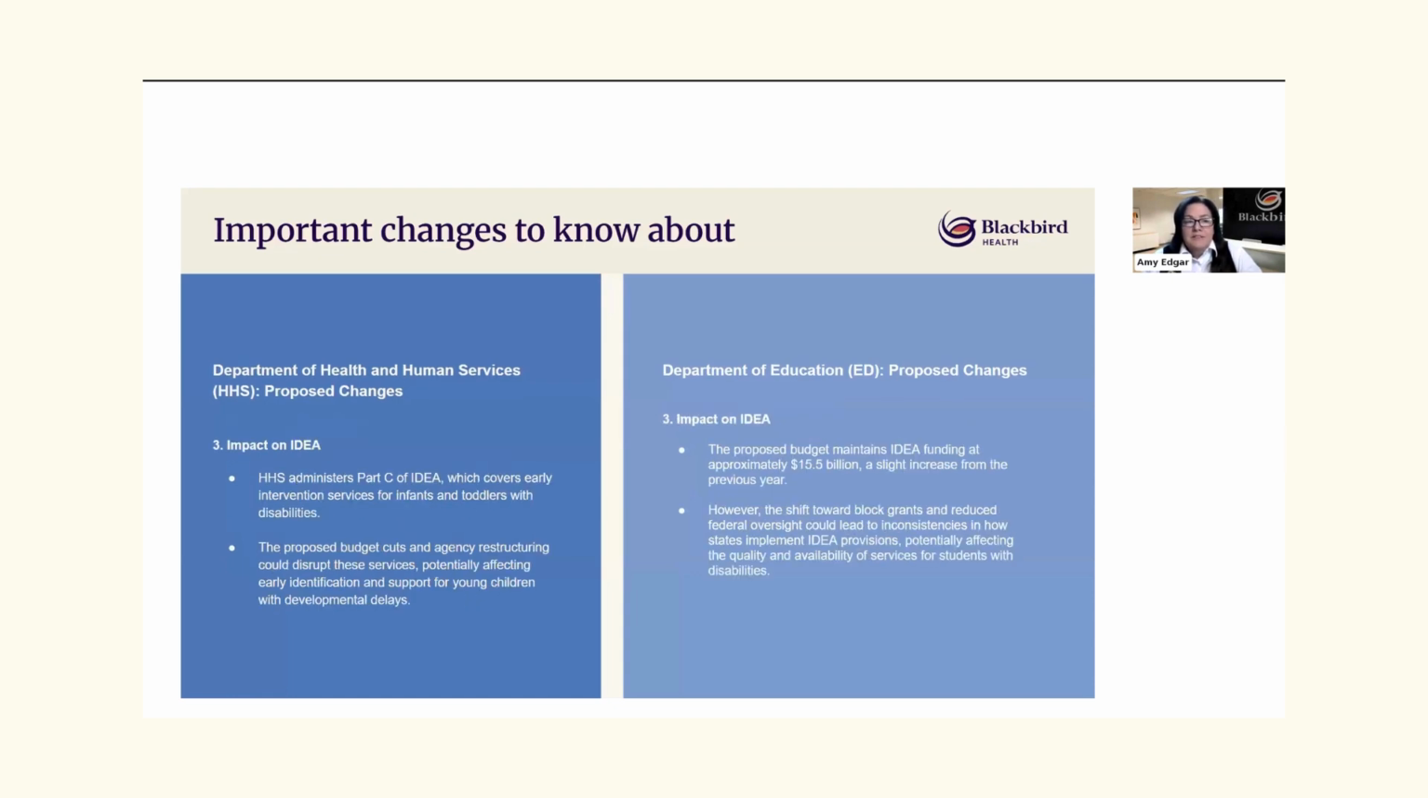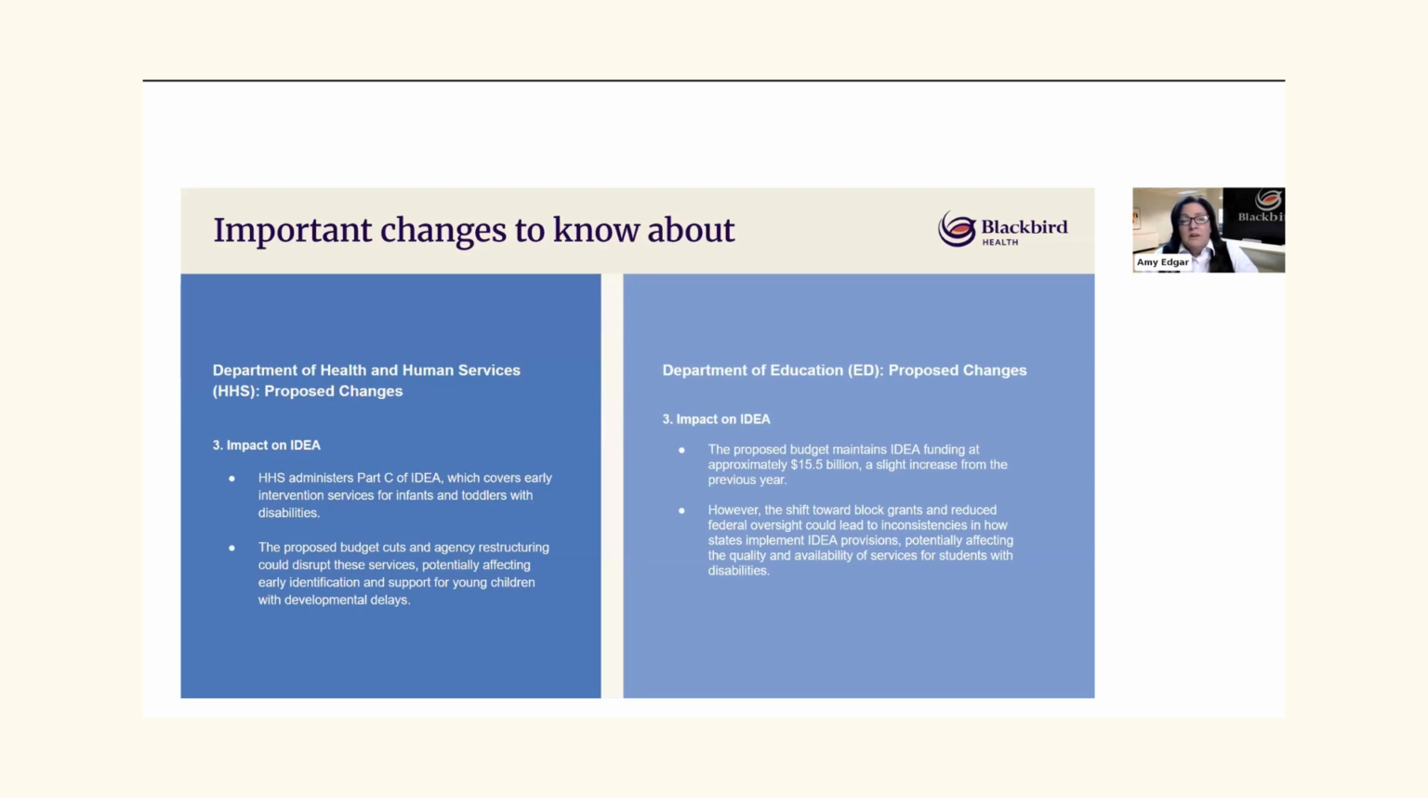The Department of Health and Human Services, as I mentioned, administers early intervention. So we're looking at at least some significant reorganization around those systems and potentially budget and funding cuts as well. And when you look at the Department of Education, there's still similar funding in the proposed budget. It's just looking at who is responsible for the oversight.